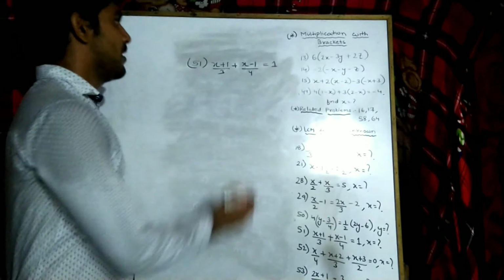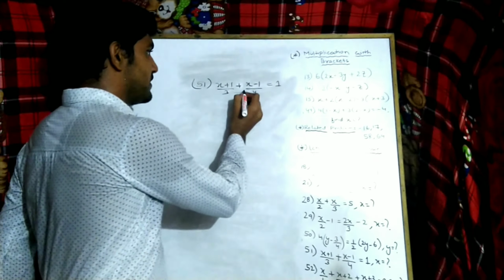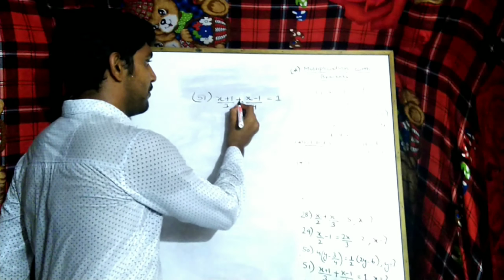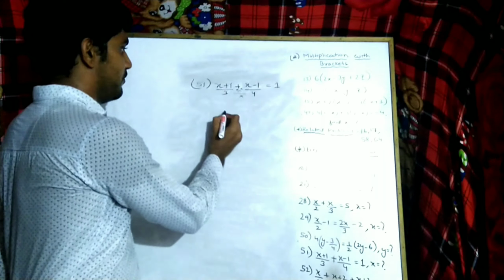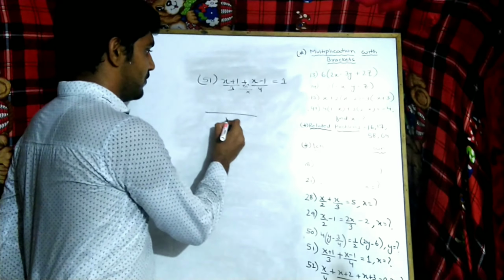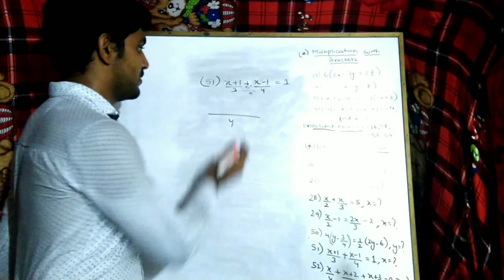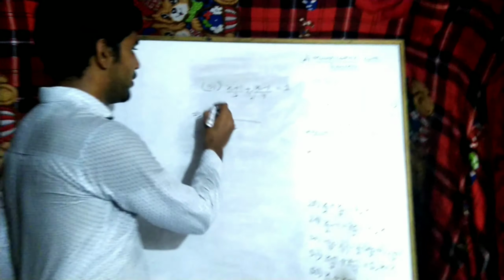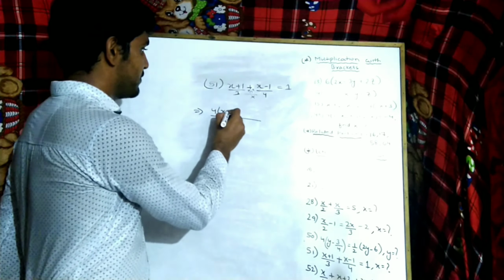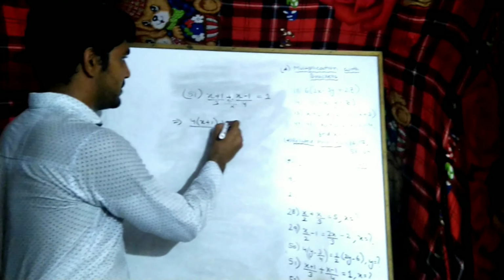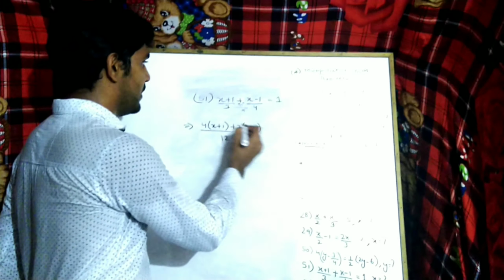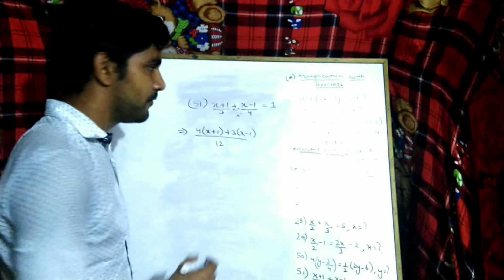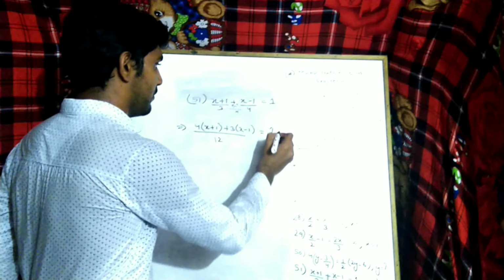Now listen. First I will multiply this and cross multiply. Okay, remember. Now multiply 3 into 4. 3 into 4 will be 12. Okay. Now 4 into x plus 1 plus 3 into x minus 1. Cross multiply I am doing. Okay. Is equal to 1.